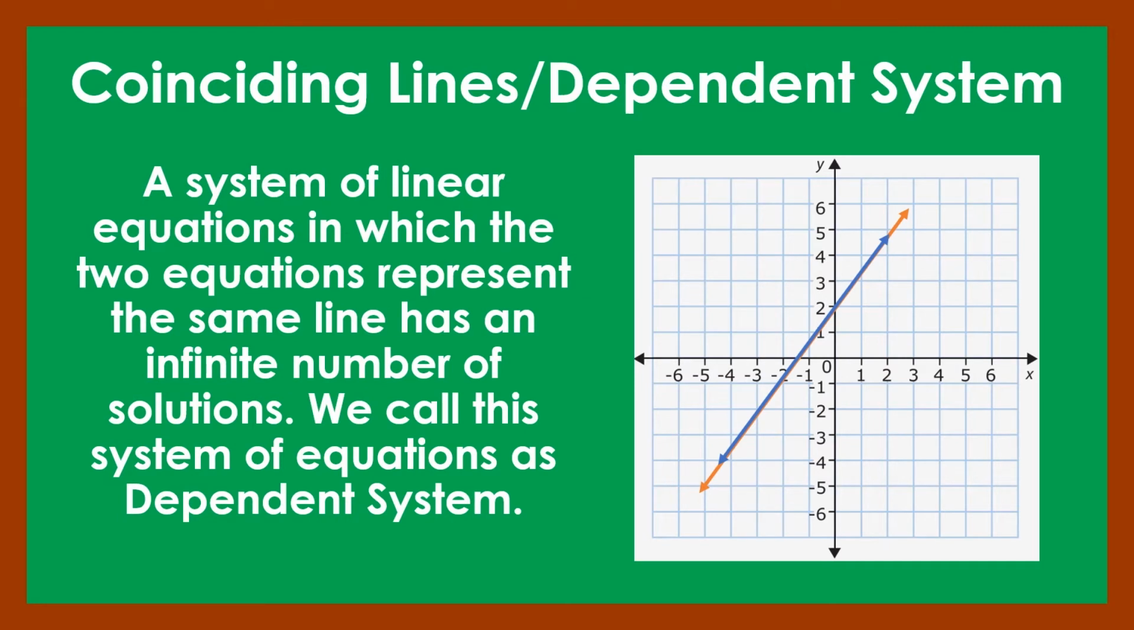And the last type of system, we call this one as dependent system. A system of linear equations in which the two equations represent the same line has an infinite number of solutions. We call this system of equations as dependent system. So, dependent system siya. At the same time, pwede rin natin siyang tawagin as consistent systems, kasi meron siyang at least one solution. And since it has an infinite number of solutions, we can also name it as dependent system. So, kung mapapansin natin, yung blue line ay nag-coincide sa orange line. Kaya, yung number of solutions nila would be infinite.